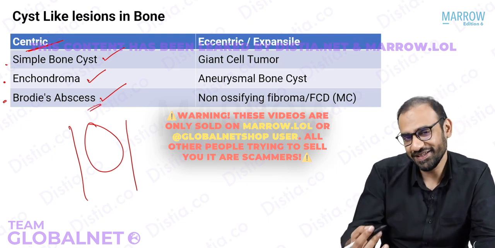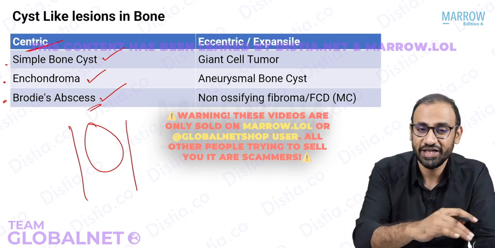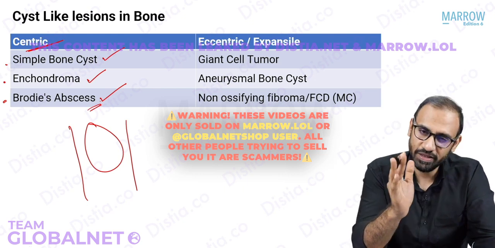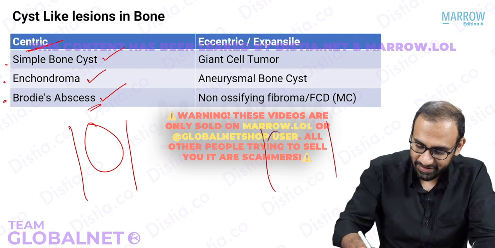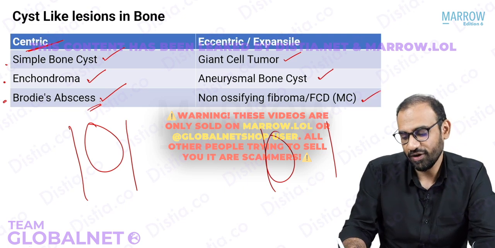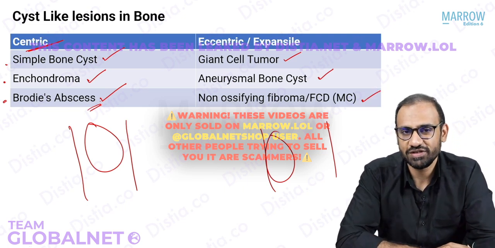Okay? Because in the exam, the questions will not be telling you that this question is coming from infections or bone tumors. It will be a clinical vignette and you will have to make the diagnosis. Okay? So remember, a centric cyst, think of these. And if it's an eccentric cyst, think of giant cell tumor, aneurysmal bone cyst, or fibrous cortical defect. Okay? This is just to help you make a differential diagnosis on your exam.